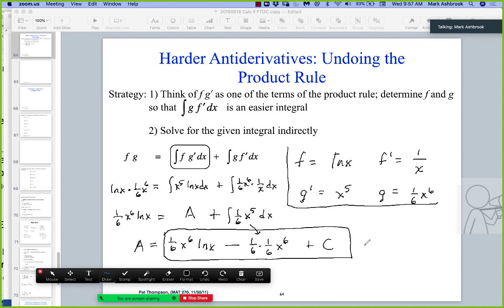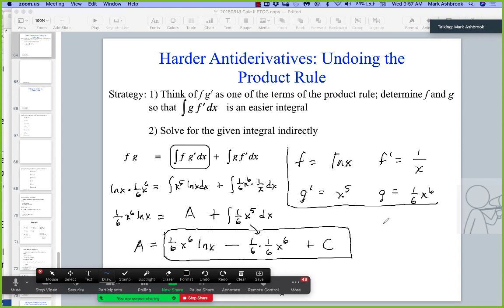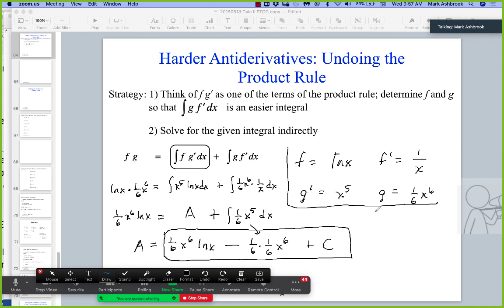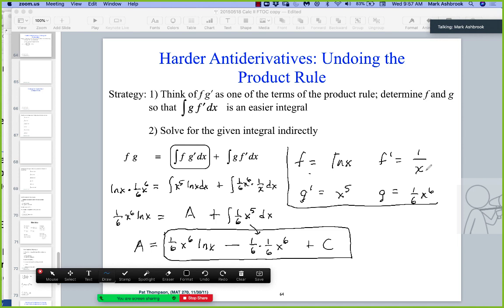Okay, so this is different, right? What did we say? We said that if you have, say, x to a power times a function, set the x to the power to be f, and your other function to be g prime, and then things will get easier because f prime will make the power of x less and less. Well, that's not the case when you have this.